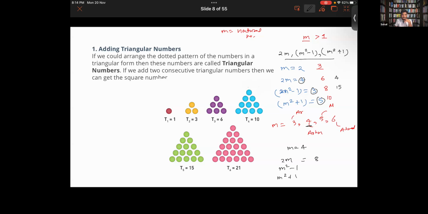Sir, my teacher told me that 2m equals 4, so when we transpose the value it will come 4 upon 2 and the answer will be 2. No, not in that manner now. Look here, we have taken the value of m as 4. So 2 times 4 will be 8 now.